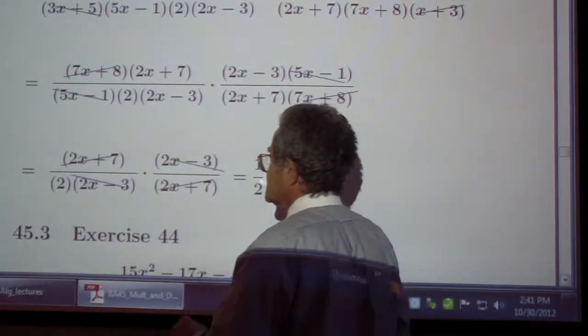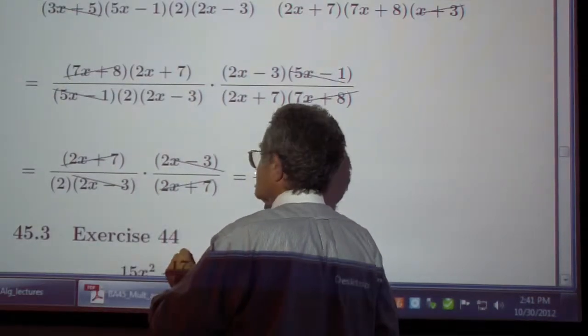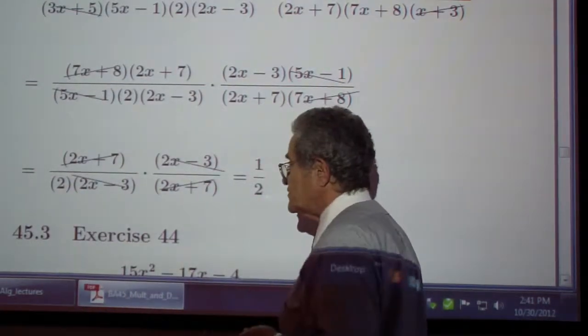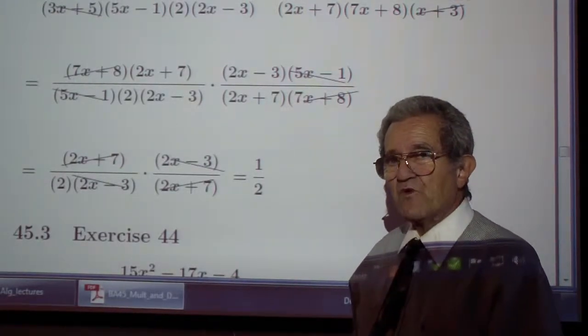You're left with this. You can factor out 2x plus 7 and 2x minus 3, and you're just left with 1 over 2. All this work for 1 over 2. Isn't that wonderful?